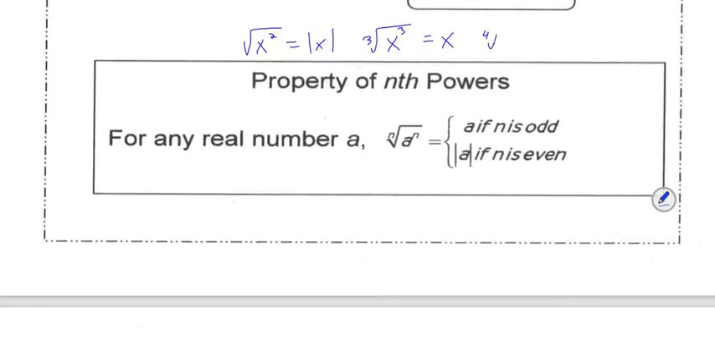Okay? If we go to the fourth root of x to the fourth, now we have to go back to absolute value of x. They still cancel each other out, but again, we want a positive quantity there. Okay? So if you are canceling out with an even root and there's a variable involved, you're going to have to use that absolute value. If it's odd, then you don't need to worry about it.